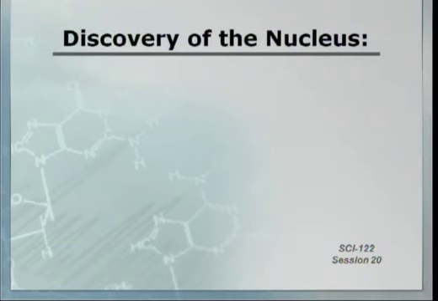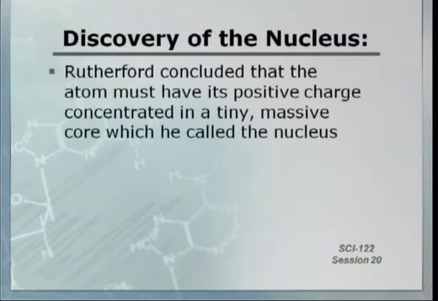He just couldn't believe what had just happened, because this is something that was totally unpredictable by Thomson's model of the atom. The plum pudding model just does not have the necessary components to explain what's going on here. So Rutherford said, well, that means that something is still not quite complete about the atomic model. So he came up with his own idea. And he concluded that the atom must have its positive charge concentrated in a tiny massive core, which he now called the nucleus.